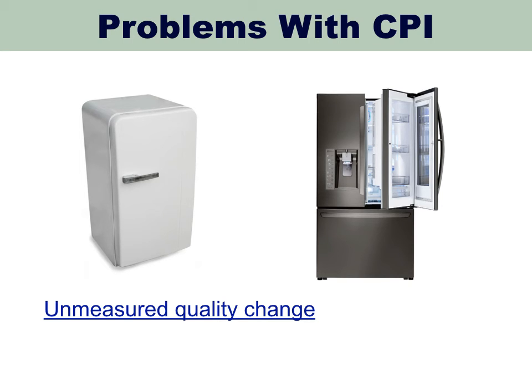So even though the price has gone up, i.e. the basket is showing inflation, it actually is overestimating the amount of inflation because the refrigerator is higher quality. So you're not just paying a higher price because the price of the refrigerator has gone up, but some of that price increase also includes higher quality. So this is not going to show up in the CPI measurement.